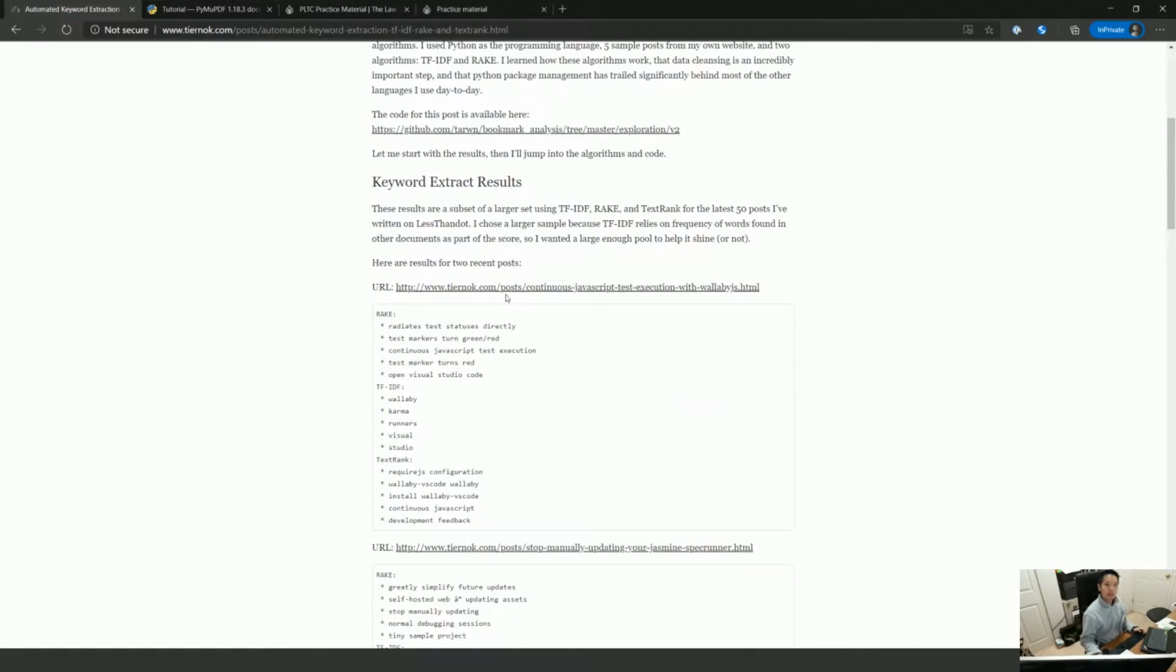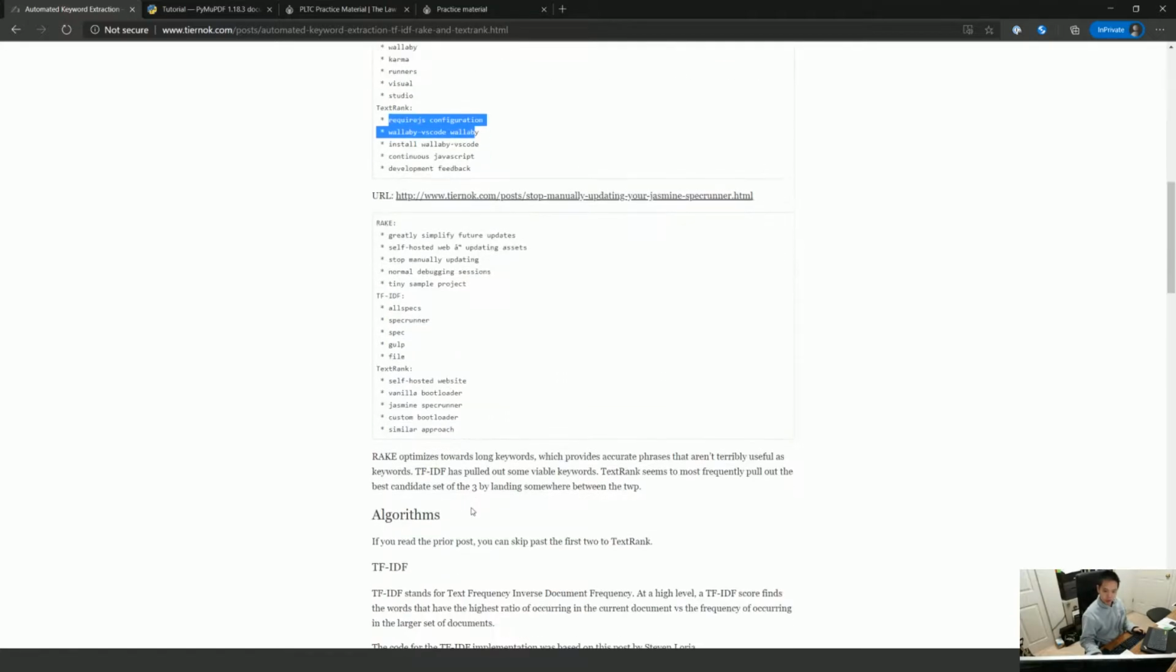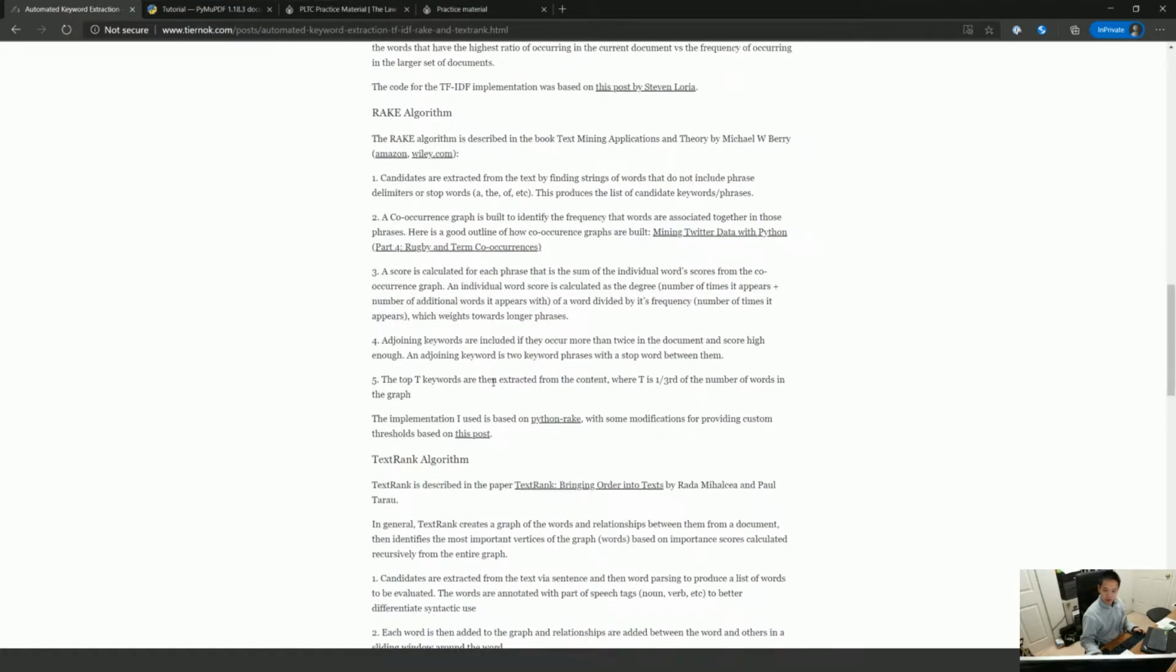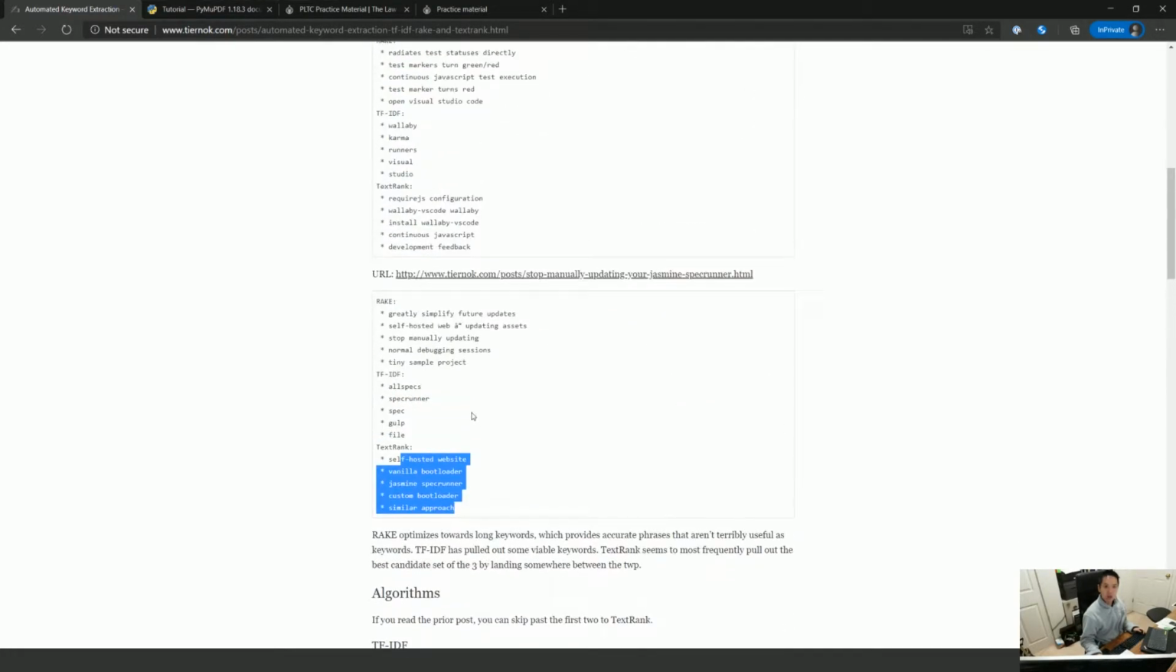Where I think we'll have the most success is TextRank. So that's probably where I'll start off. We have these 2-word phrases. This one's all 2-word phrases. I think they will pick up 1-word words and probably more than 2-word phrases. But you see, this isn't capturing a phrase like Rake is. These are keywords. Vanilla bootloader, custom bootloader, that's important.